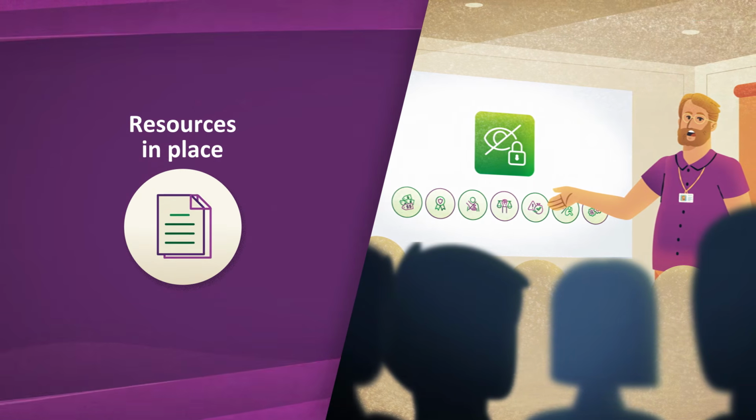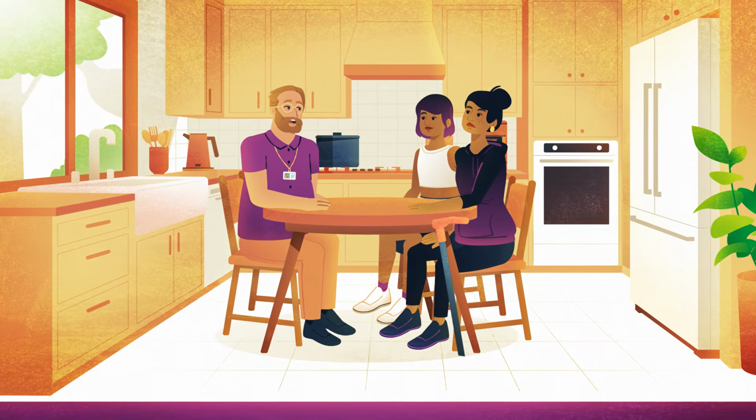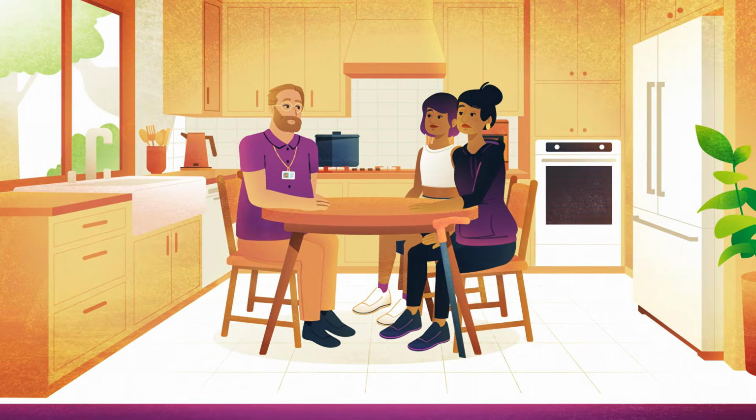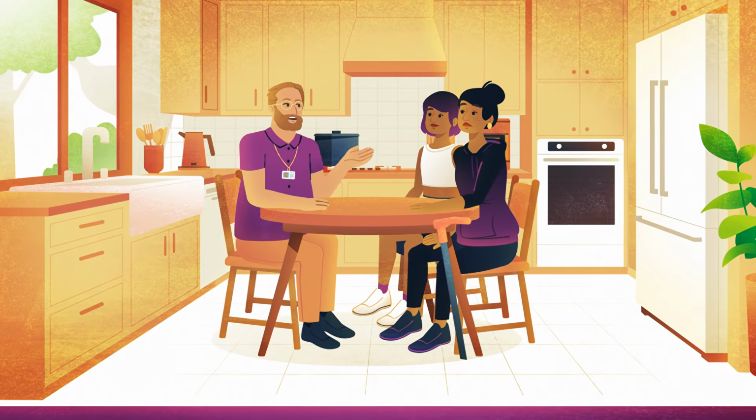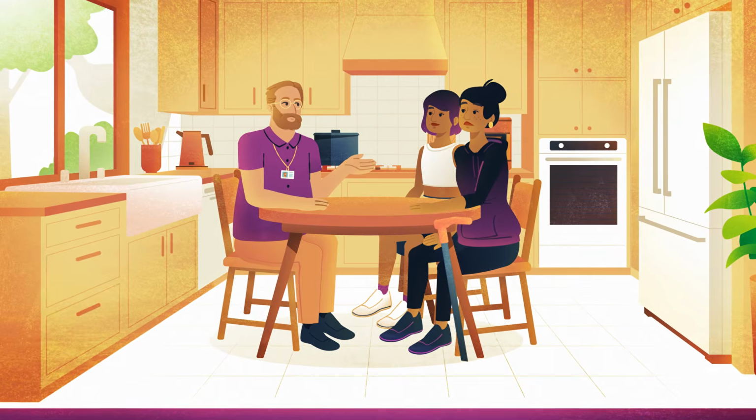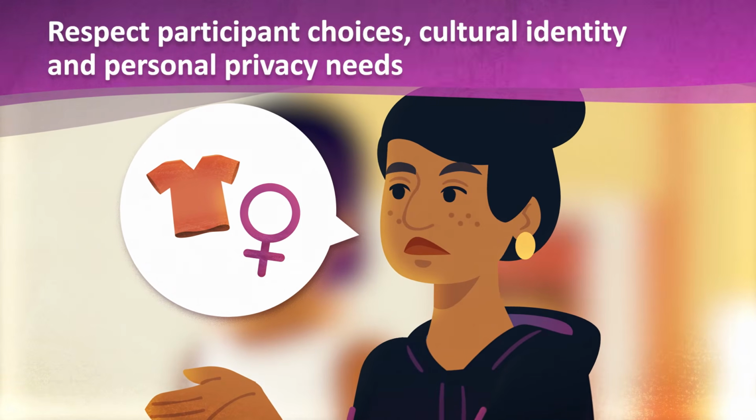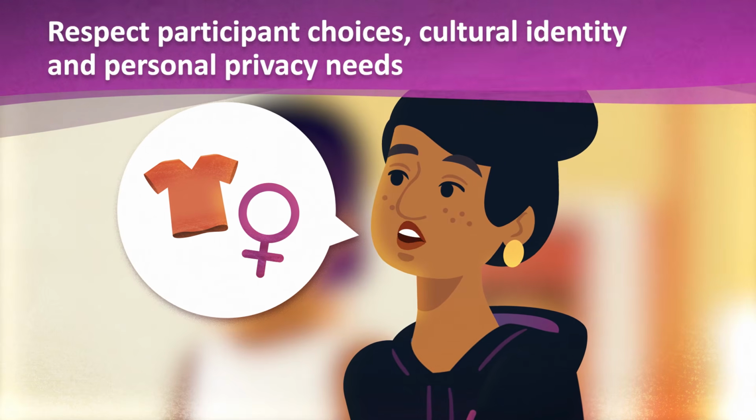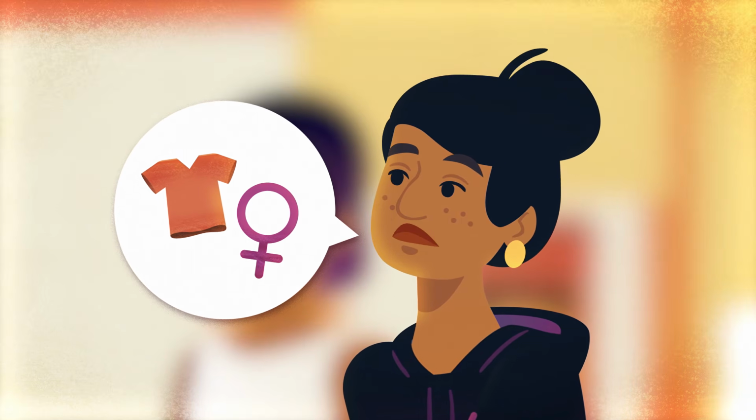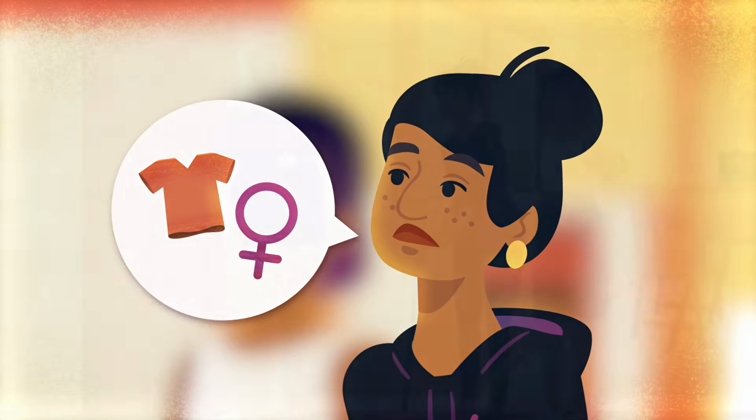Glenda's manager meets with Fatima and Noor to discuss the changes required to make Fatima feel safe and comfortable again. Fatima explains that her personal privacy was compromised by not having support workers of her preferred gender present when she needed to change clothes.